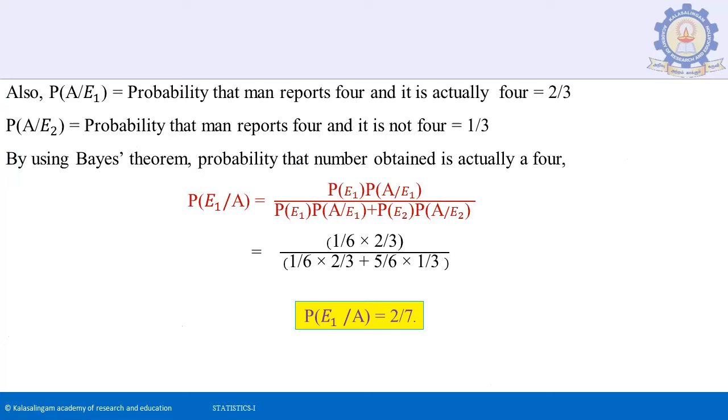By using Bayes theorem, the probability that the number obtained is actually a 4: P(E1|A) equal to P(E1) into P(A|E1) by P(E1) into P(A|E1) plus P(E2) into P(A|E2). Substitute the values. We know the P(E1) and the P(A|E1). Substitute the values and you will get the answer 2 by 7.